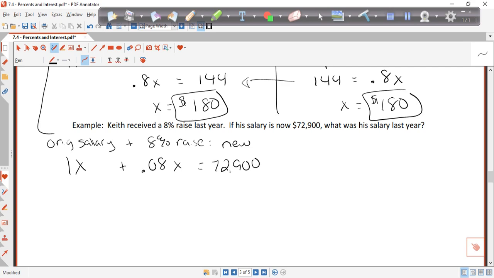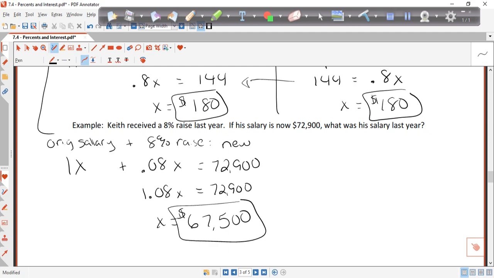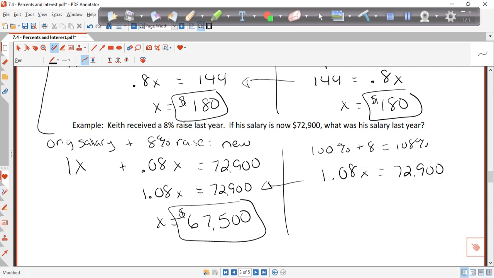Treat this as a 1x. 1 plus 0.08 will be 1.08. Divide by 1.08, you get 67,500. Okay, so this other way of doing it is we had 100% of his salary, we added 8 more percent, now at 108%. So you'd go 1.08, changing that, of the original salary is now 72,900. That would be that same line right there.